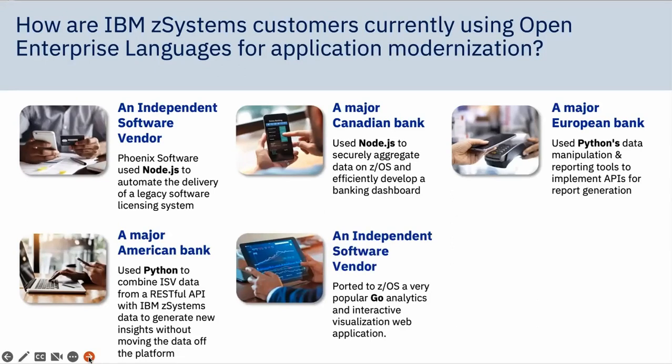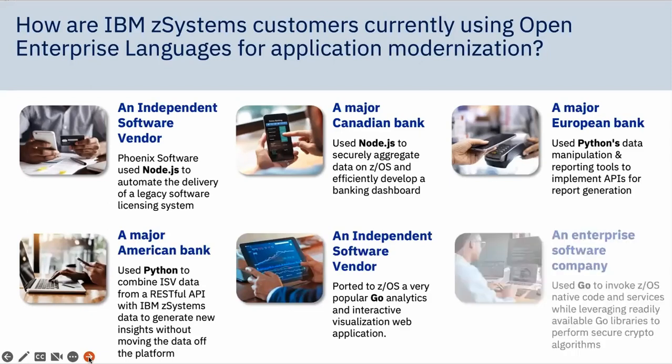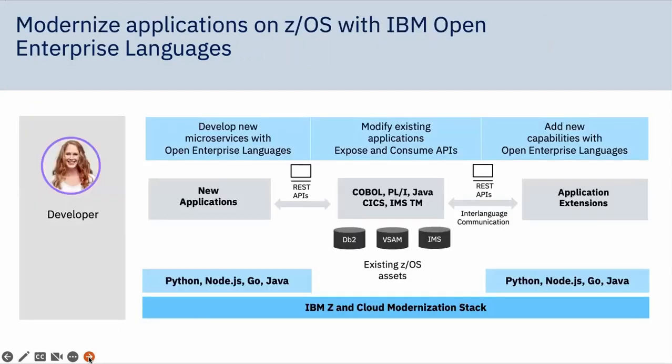And with Go, it's very popular with ISVs right now because they can port a lot of applications that are written in Go and bring them onto the z/OS platform to enhance the entire ecosystem of z/OS. So basically, we're looking at crypto algorithms or other things that they want to bring onto their platform.